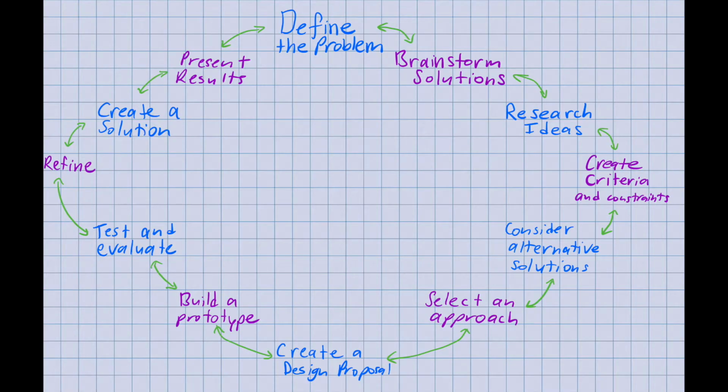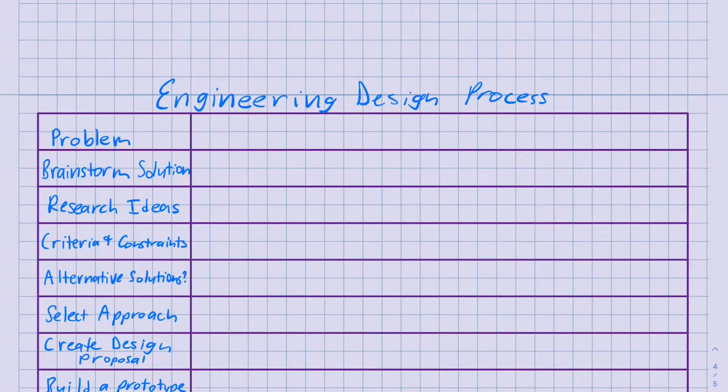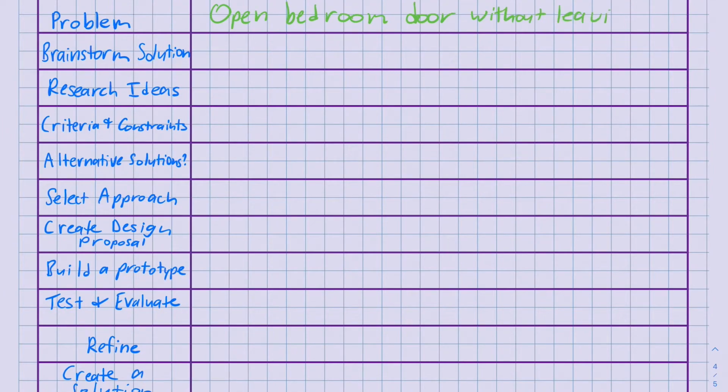This is an engineering design process. Typically, each company has a different process that they use, but here is a pretty standard one. The first step of the engineering design process is to define the problem. So in this case, the problem is that my dog wakes me up and I don't want to get out of bed. So here's the room.